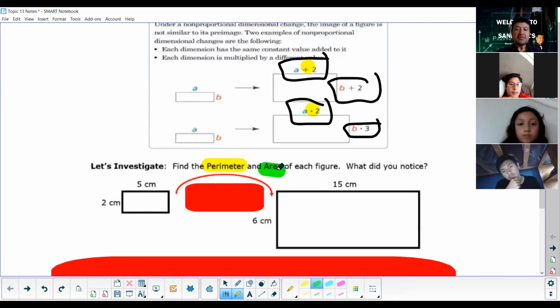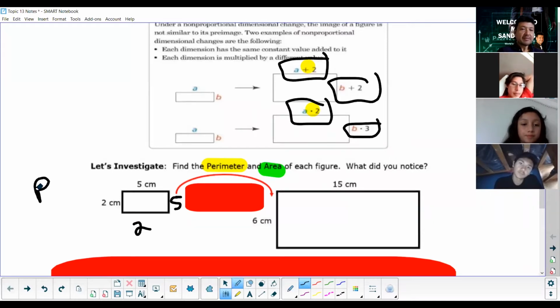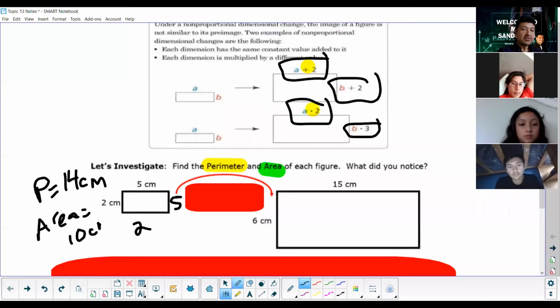Okay, so Max, tell us, what is the perimeter of the small one? Yeah, the small square you see here. What's the total? What's the perimeter? Yeah, 14 centimeters, right? Okay. Marcus, what is the area? 10. Yeah, 10 centimeters squared, correct? Yep. Okay.